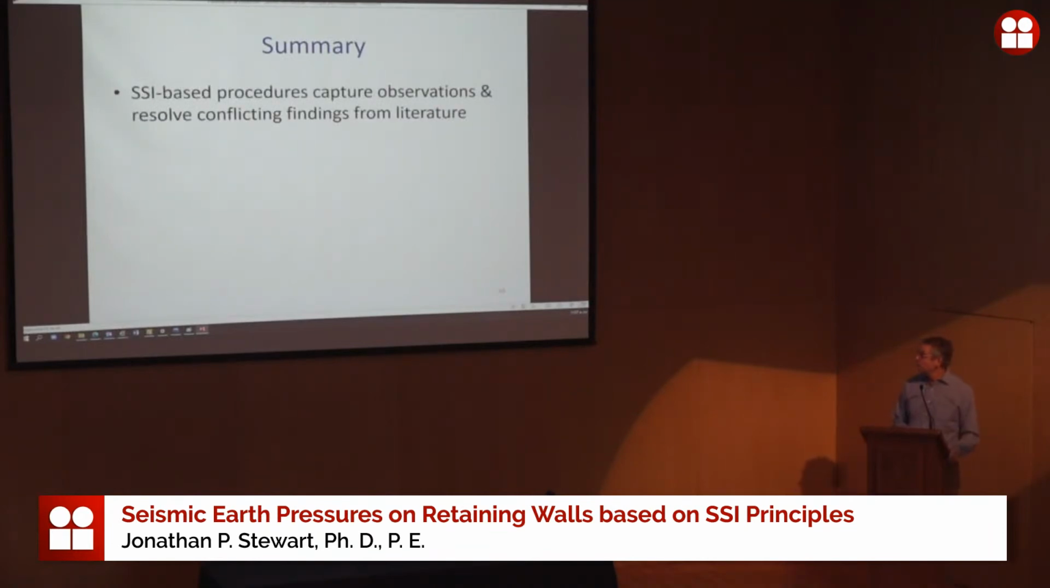The SSI procedures are capturing the observations and they're resolving conflicting findings in the literature. So if we go back to this Ostadon debate with Sitar and others, it's not that one was right and one was wrong. They were both right. Both did perfectly fine evaluations of seismic earth pressure. The problem was they were comparing it to something that doesn't have a physical basis. That's why it was high in one case and low in the other. There was nothing wrong with either of their results.